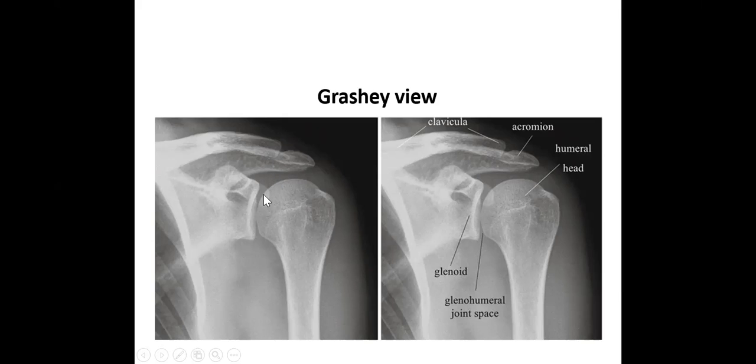And clearly we can see that this is the relationship between the humeral head and the glenoid cavity. This is the acromion, this is the glenoid cavity, this is the joint space.